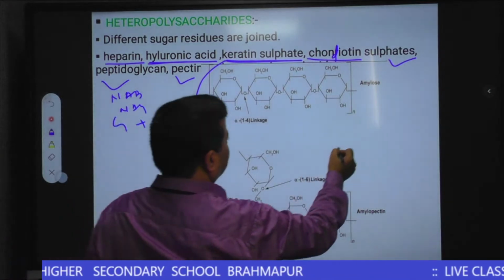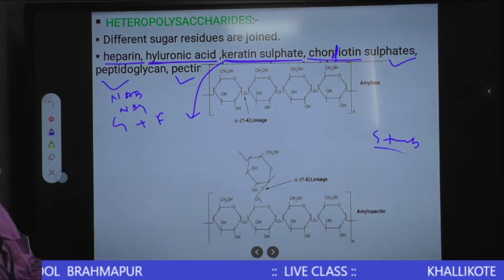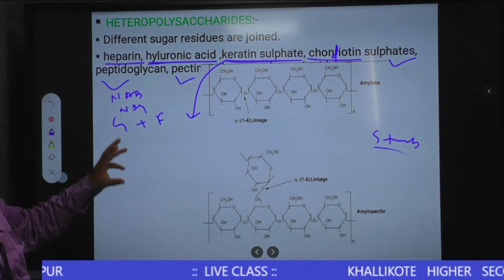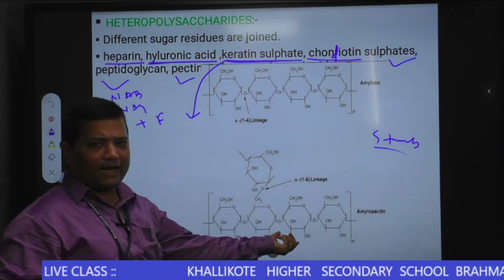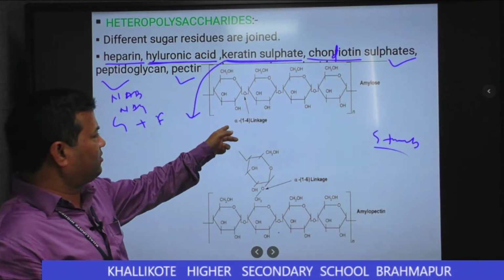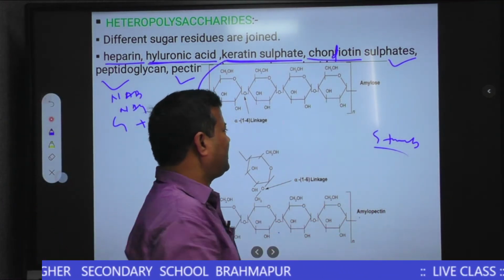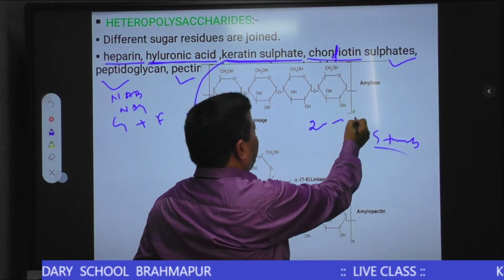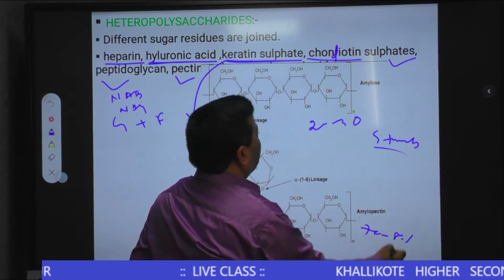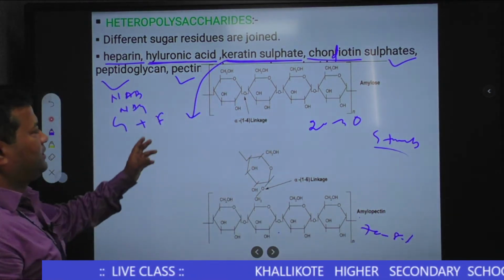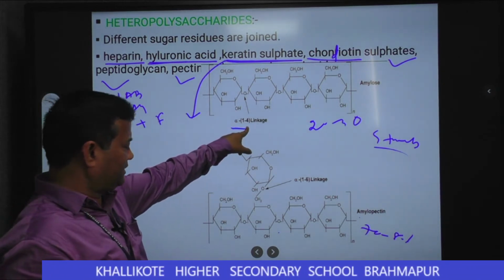This is the structure of starch. We know starch is a storage carbohydrate of plants, made of two chains. One is an unbranched chain, another is a branched chain. The unbranched chain is called amylose, the branched chain is called amylopectin, that is 20 to 30% amylose chain and 70 to 80% amylopectin chain. Here these are made of different glucose units by alpha 1,4 linkage.